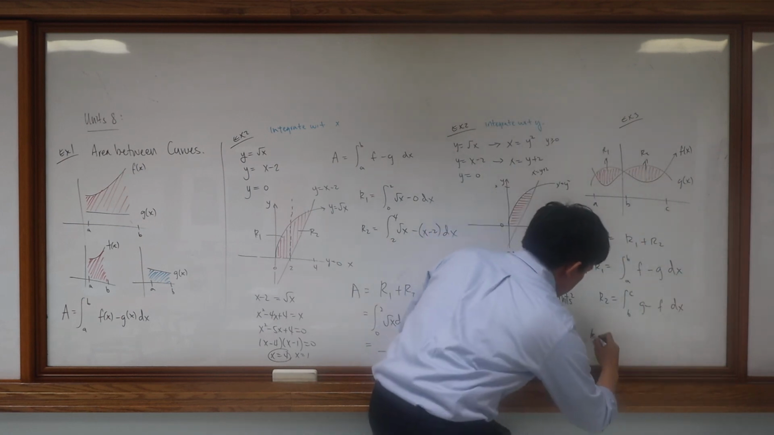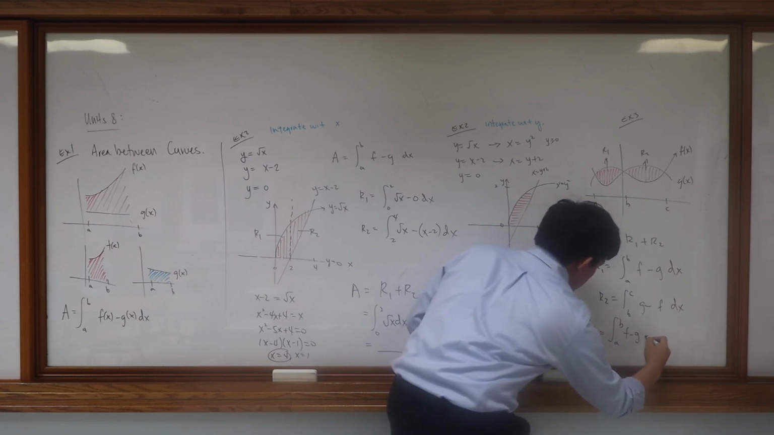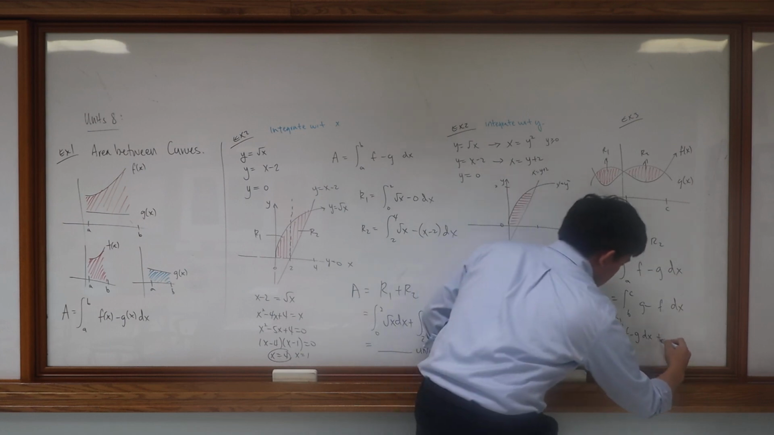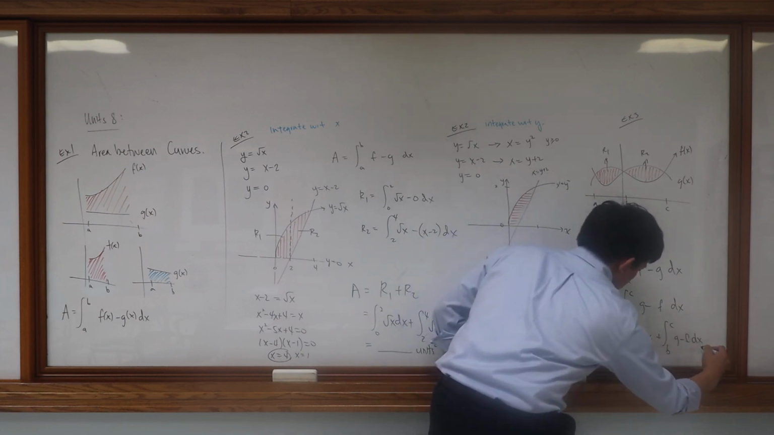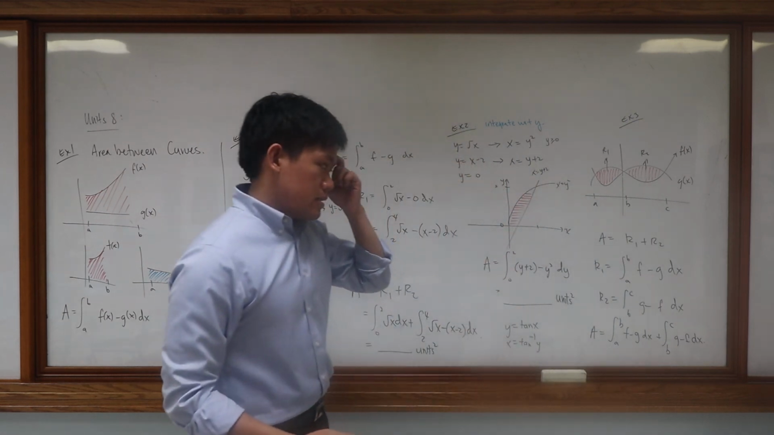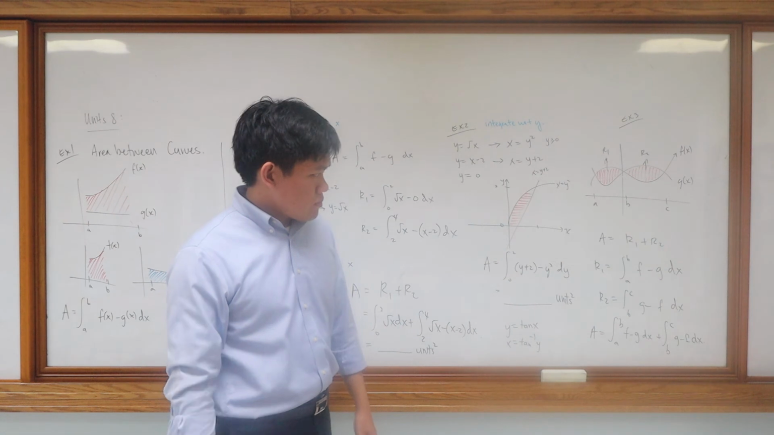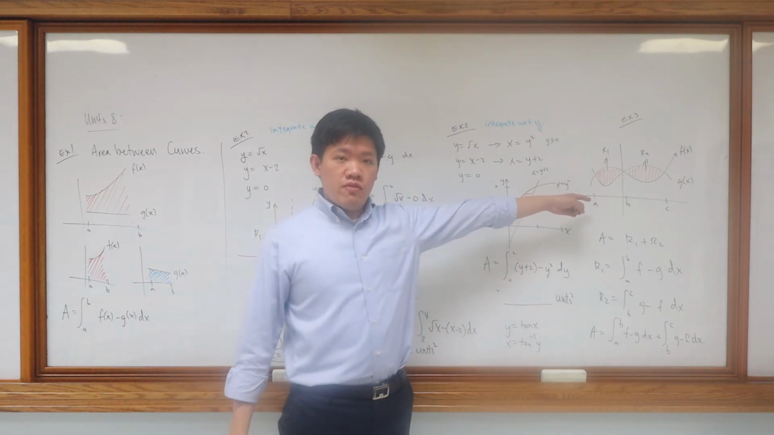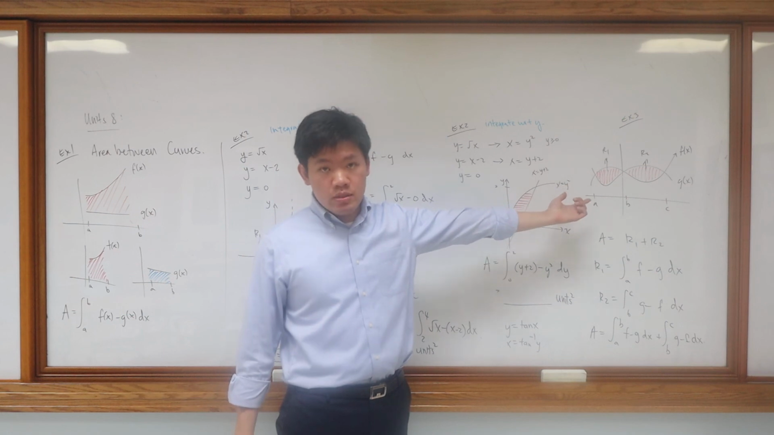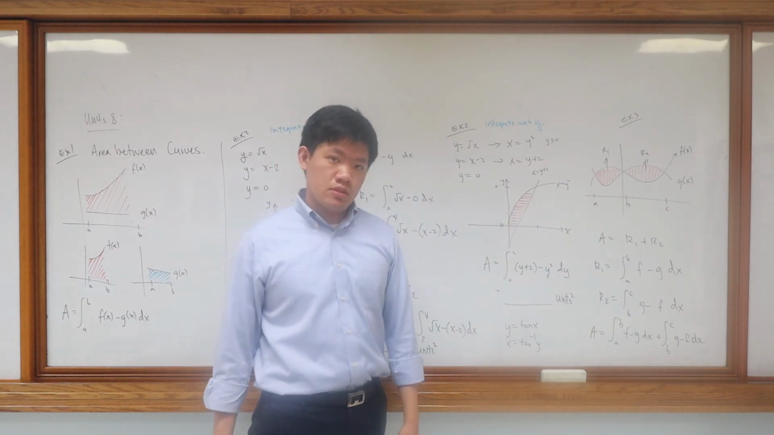That means my area is equal to the integral from A to B of f minus g dx, that's region 1, plus the integral from B to C of g minus f dx. That is for cases where the function on top changes. This example is where the functions intersect at more than one point. Hopefully that makes sense. I'll see you in the next video.